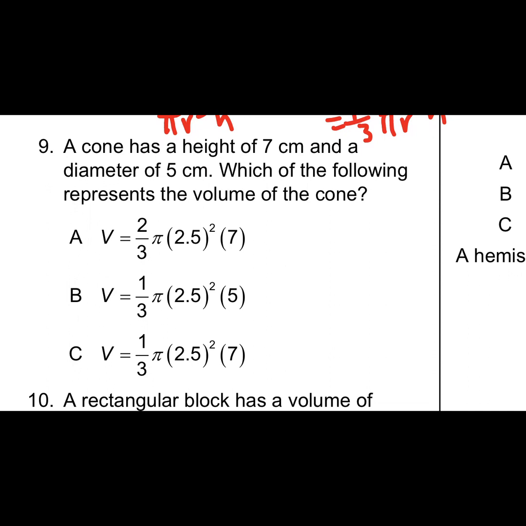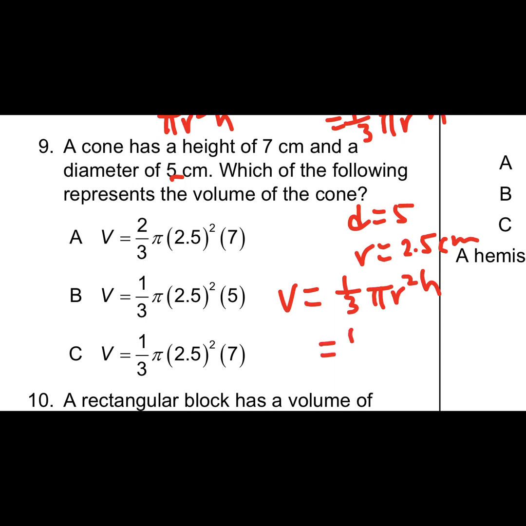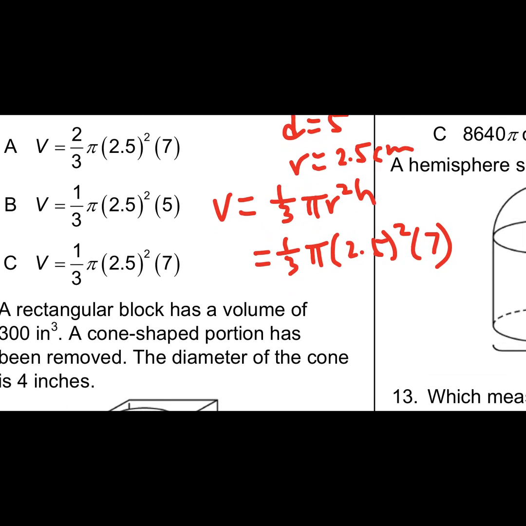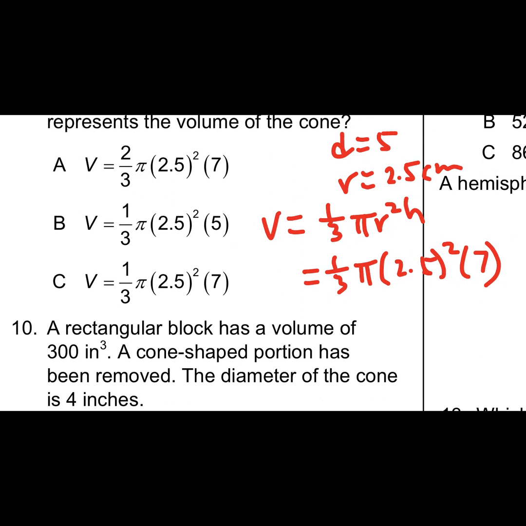Number 9. The cone has a height of 7 centimeters and a diameter of 5. Which of the following represents the volume? The first thing I'm going to interpret is, because the diameter is 5, I'm going to take the radius, which is only 2.5, half of that. Now to find the volume of this cone, we're going to use the formula 1/3 pi r squared h. So it is 1/3 pi, the radius is 2.5, squared. The height is 7, it's already given. We don't even need to multiply. We already have the answer. It should be exactly C.